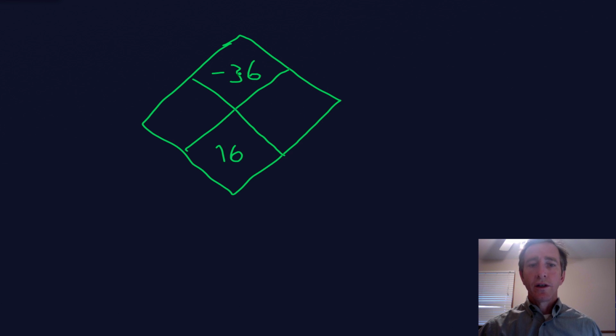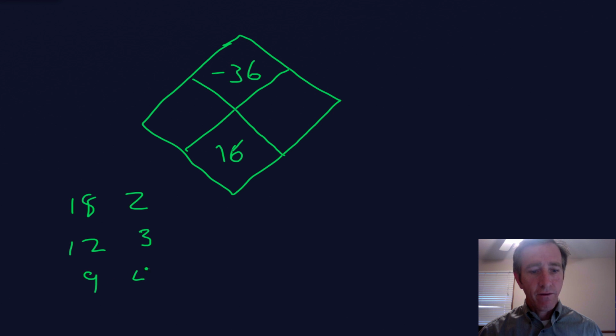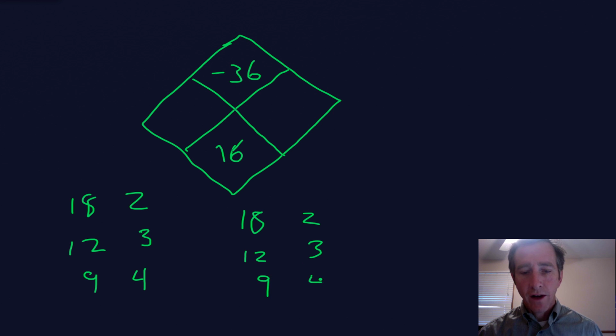This time we're going to find two integers that when multiplied together give us negative 36, but when added together give us 16. We'll start by factoring negative 36. We'll write the factors. 18 and 2, 12 and 3, 9 and 4. I'm going to write them twice because I'm going to distribute this negative sign first to the first factor and the second time to the second factor so that we can find a sum.